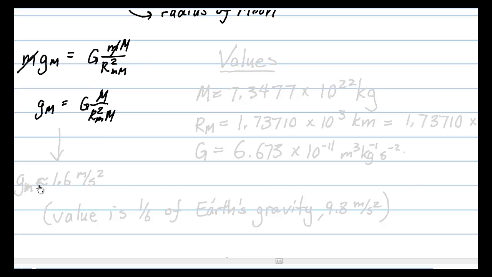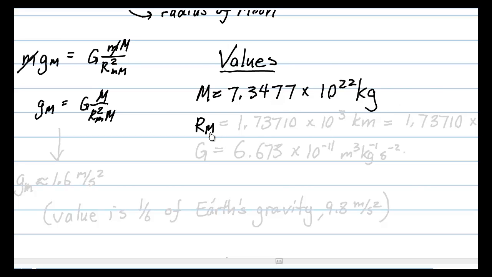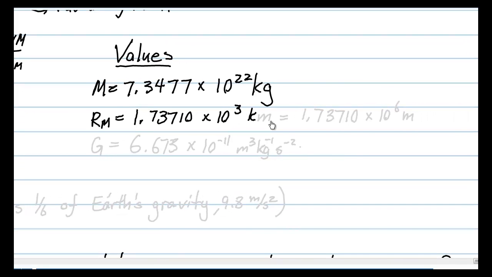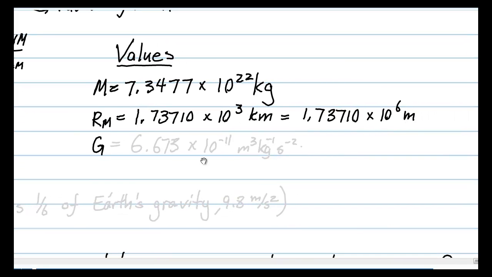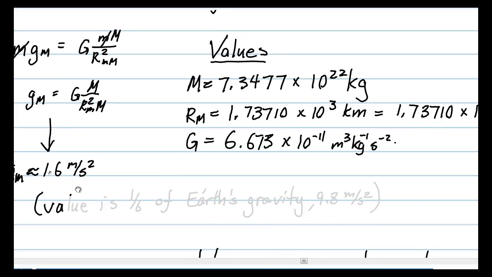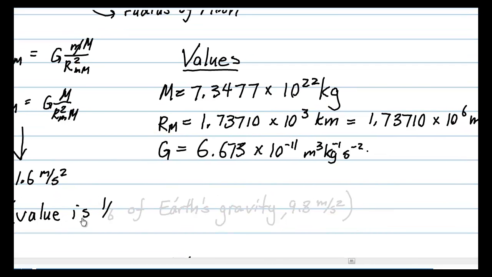Of course, we could solve this for a numerical value, given the constant values here: the mass of the moon being in kilograms, the radius of the moon being in kilometers, which I converted back into meters, and of course the gravitational constant, which is always constant at this number. And if we plug that in, the acceleration of gravity on the moon is just 1.6 meters per second squared. This value is actually 1/6 of the Earth's gravity, 9.8 meters per second squared. And that's our answer.